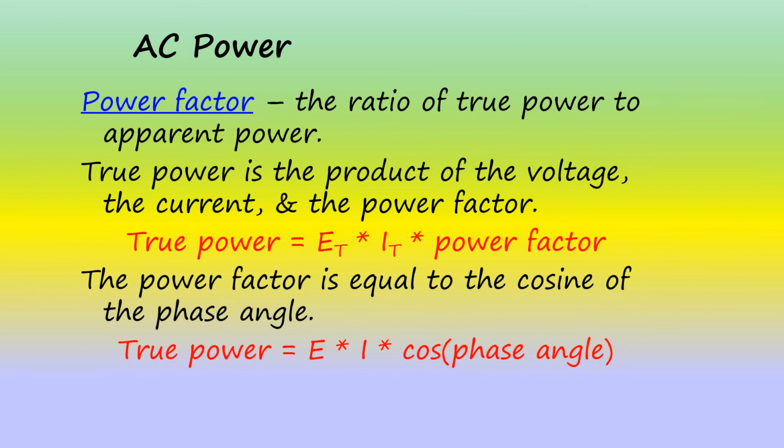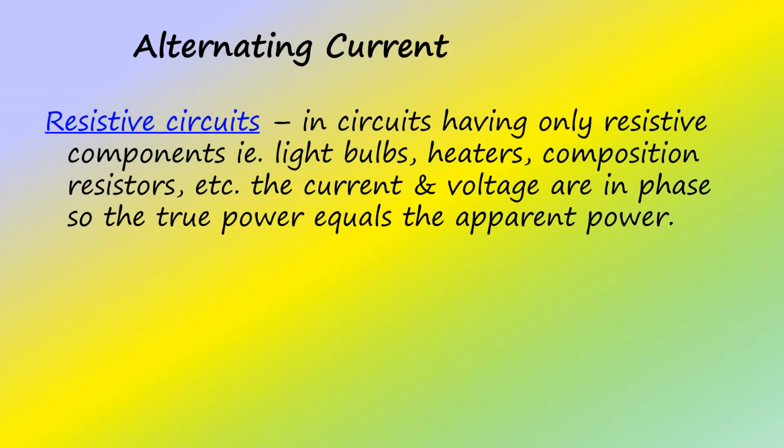The power factor is the ratio of true power to apparent power. True power is the product of the voltage, the current, and the power factor. The power factor is equal to the cosine of the phase angle. In circuits having only resistive components, such as light bulbs, heaters, and composition resistors, the current and voltage are in phase, so the true power equals the apparent power.